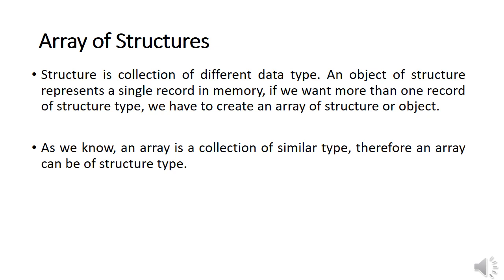If we want more than one record of a structure type, we have to create an array of structure or object. That is, if we want to store more than one person's data using that structure, we have to create an array of structure or object. As we know, an array is a collection of similar types. Therefore, an array can be of structure type.